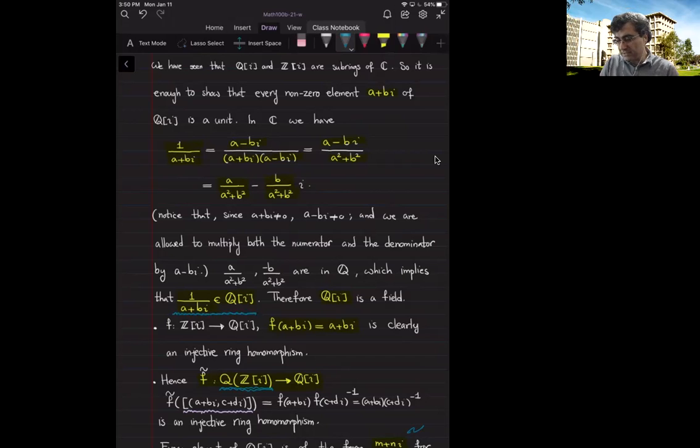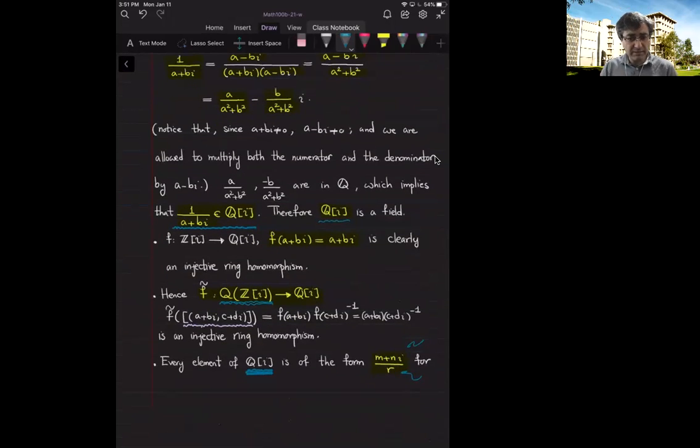So this shows the first step. Next, we are looking for an injective ring homomorphism from Z[i] to Q[i], which is clear. It's just the natural embedding, sending a + bi to itself, which is clearly an injective ring homomorphism. Now, using the universal property of the field of fractions, this natural embedding can be extended to an embedding from the field of fractions of the ring of Gaussian integers to Q[i].